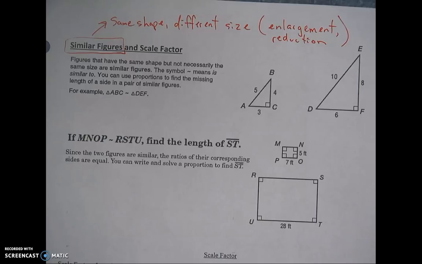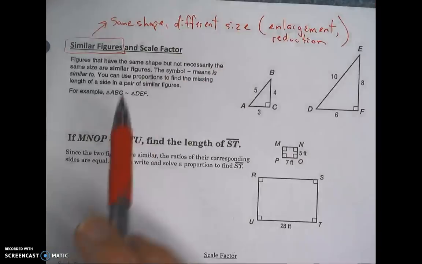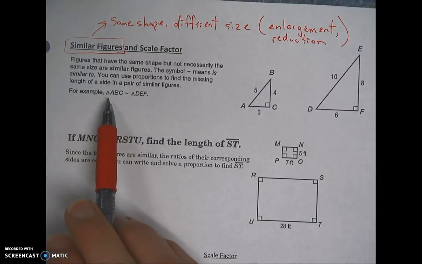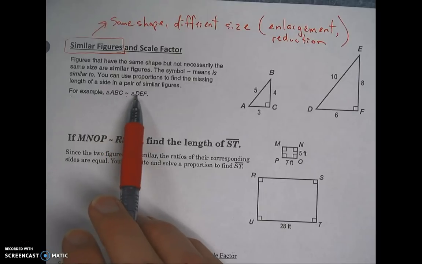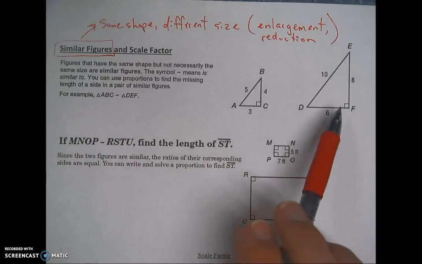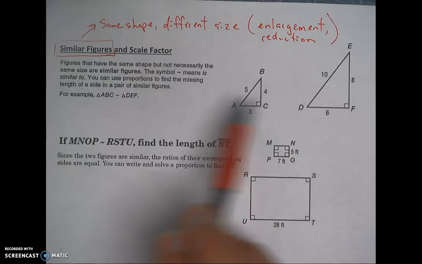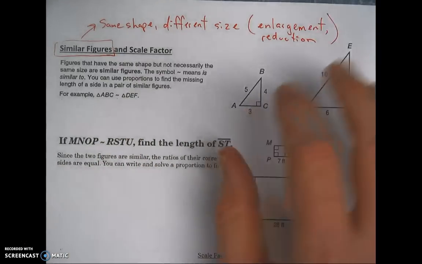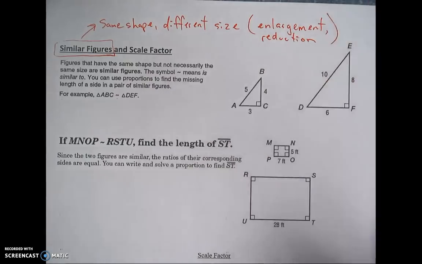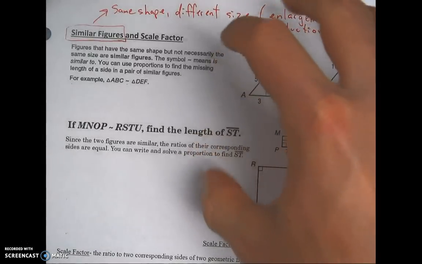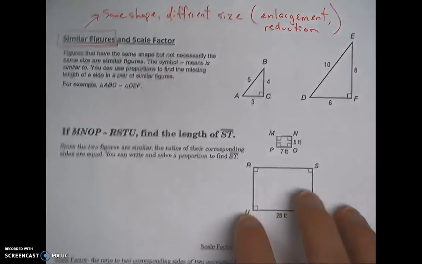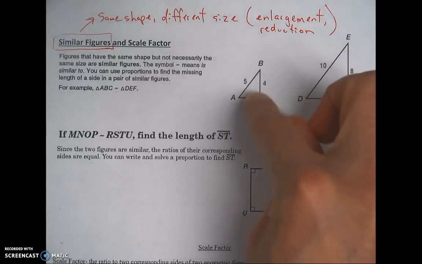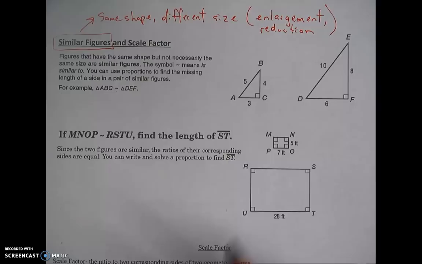And you can use proportions to find the missing length of a side in a pair of similar figures, and we'll talk about what that means. So here's the symbol. It says, for example, triangle ABC is similar to triangle DEF. So obviously it's not saying they're equal to each other. One's a lot bigger. But it's saying they're similar, meaning if I took this small one and enlarged it, like on your phone screen, it would end up looking like this. And vice versa. If I shrink this one down, it's going to look like this.